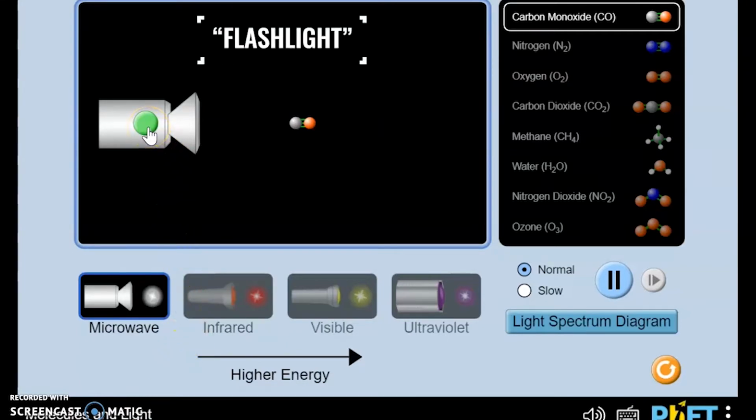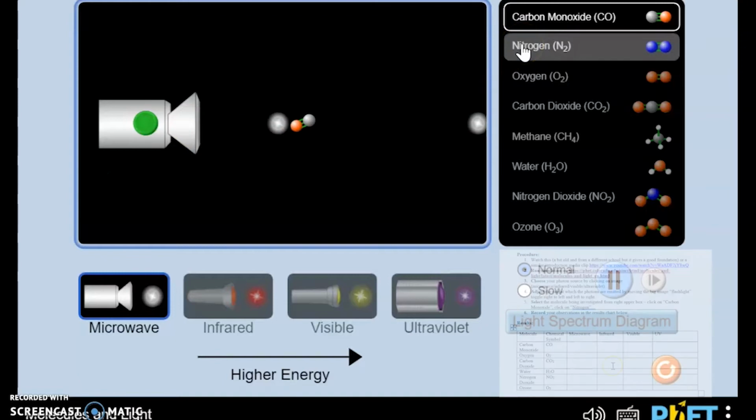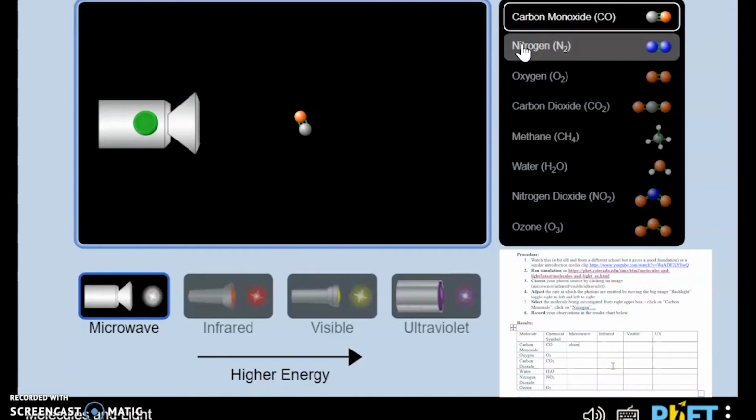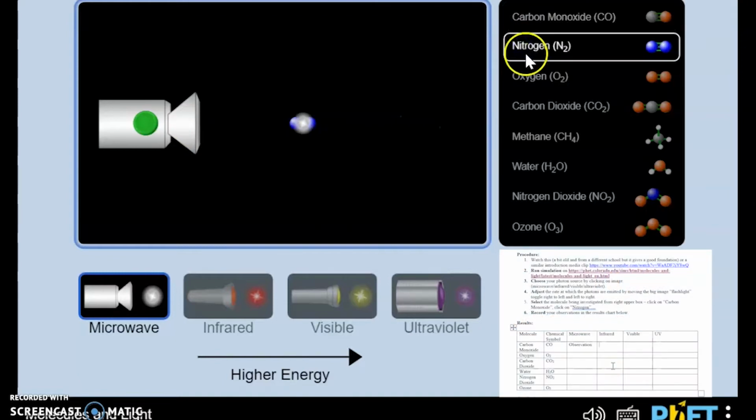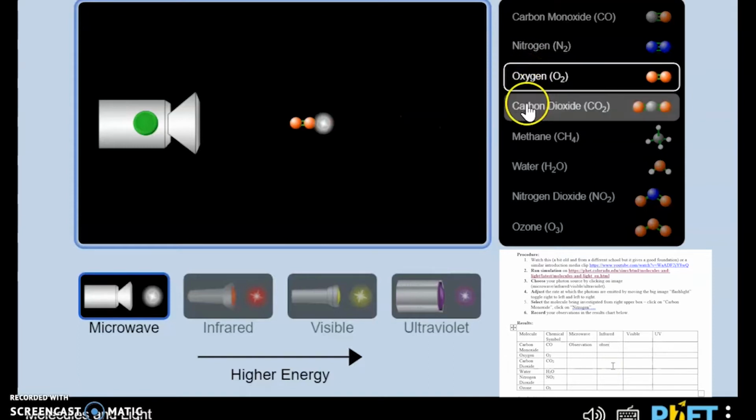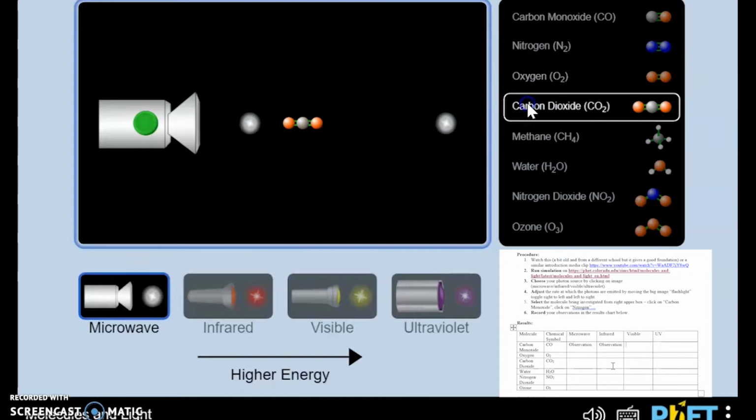Now we can turn on the flashlight and begin to make our observations. Our observations are going to be the interaction between the light photon and the selected molecule. Is the photon absorbed? Was the molecule vibrated? Rotated?